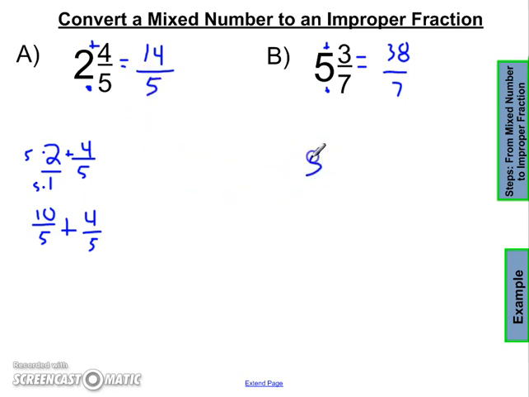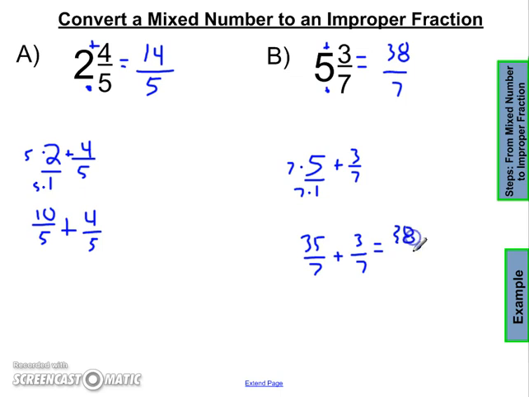Same thing over here, 5 plus 3/7. My whole number becomes a fraction by placing it over 1. Well, the common denominator of 1 and 7 is 7. Now the 3/7 I don't have to change, it's already in sevenths. But over here, I would multiply 1 by 7. So the numerator gets multiplied by the same factor. So 7 times 5 is 35. If I add those together, you'll notice 35 plus 3 is 38.